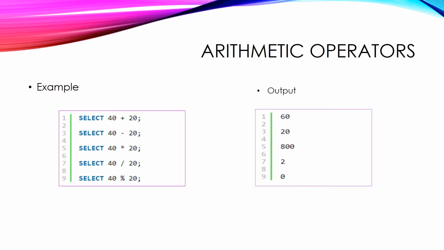Next is examples of arithmetic operators. SELECT 40 + 20; the answer is 60. SELECT 40 - 20, the answer is 20. SELECT 40 * 20, the answer is 800. SELECT 40 / 20, the answer is 2. SELECT 40 % 20, the answer is 0.